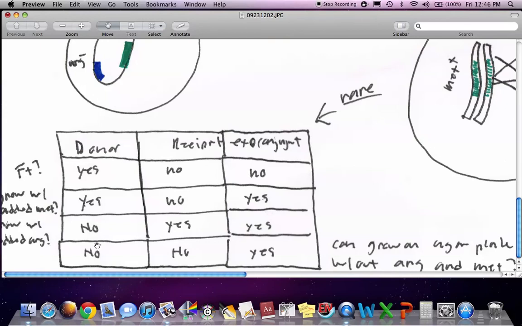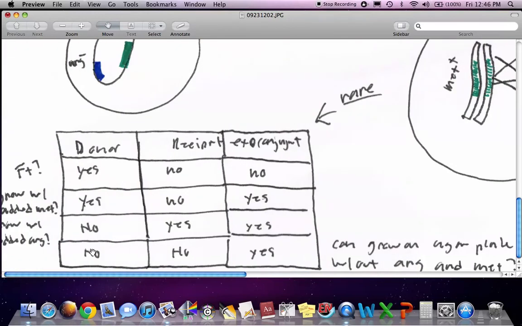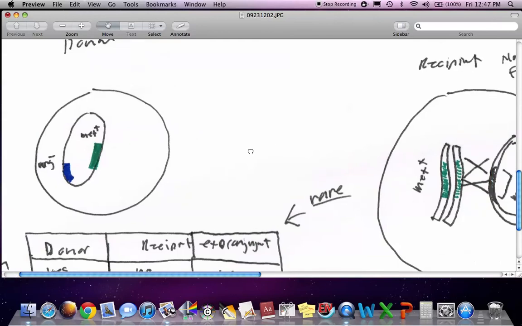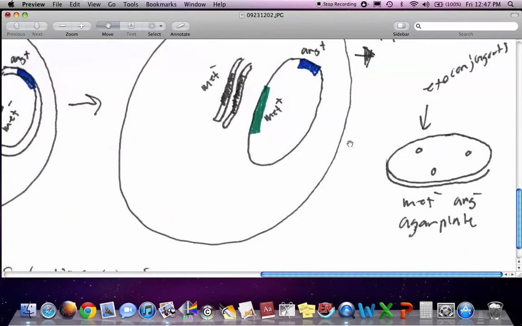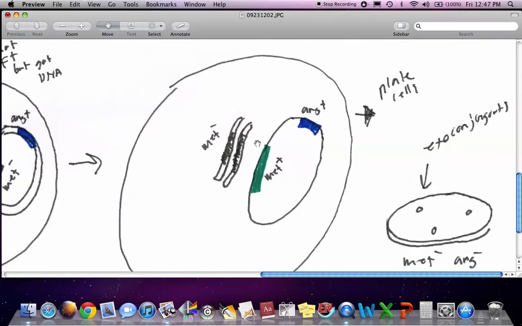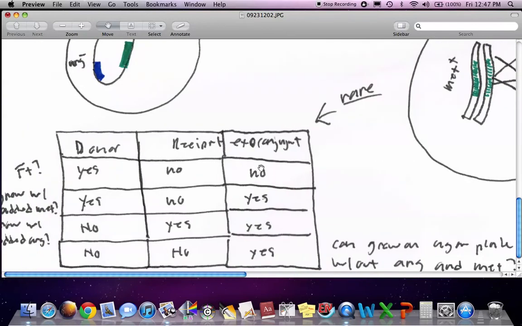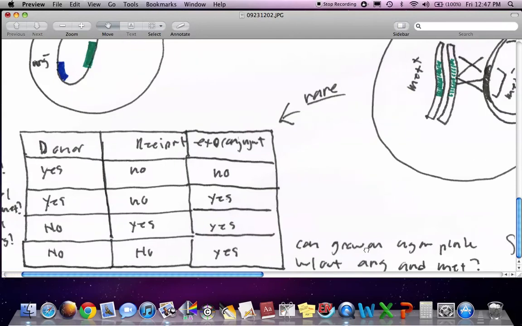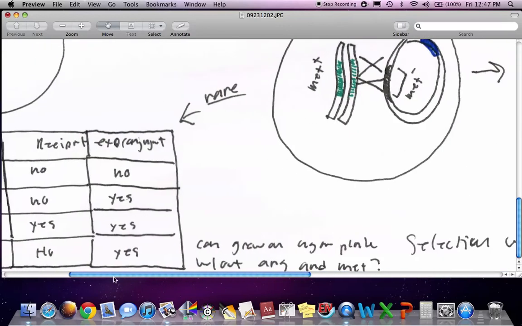Now you ask, can the bacteria grow on an agar plate without arginine and methionine? The answer for the donor would be no, and for the recipient would be no, because one needs arginine and the other needs methionine. Then you get these special exconjugants that are rare, like these small dots, and they actually look like this. They're methionine plus, arginine plus. So the exconjugants can grow only on agar without arginine and methionine. That's pretty cool.